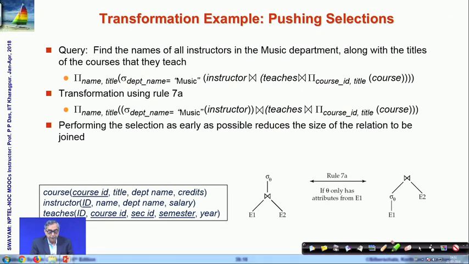Let us move on to a couple of examples. Here are the relations from the university database. Here is a query: find the names of all instructors in the music department along with the titles of the courses they teach. A while ago we saw this.